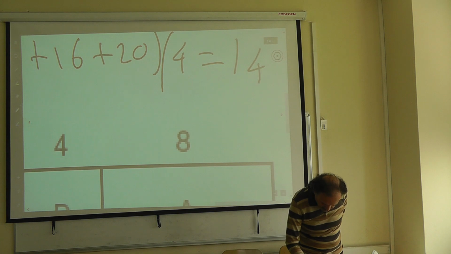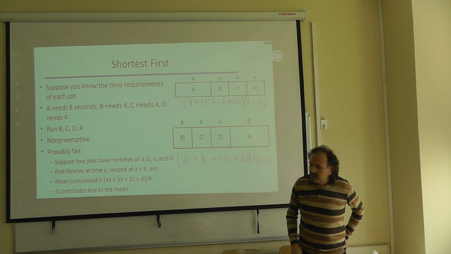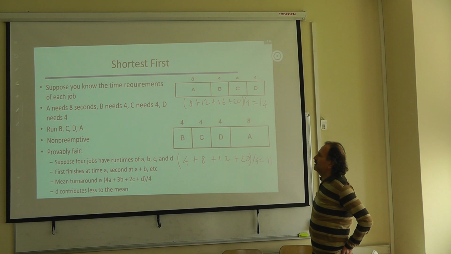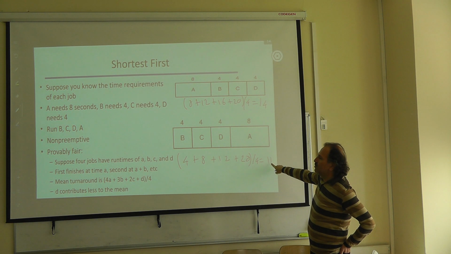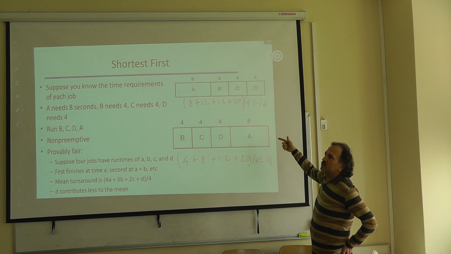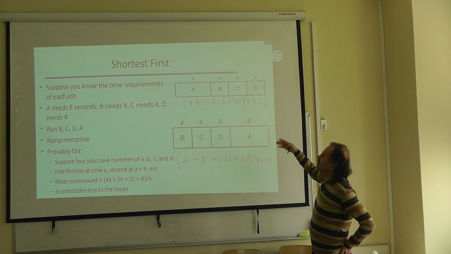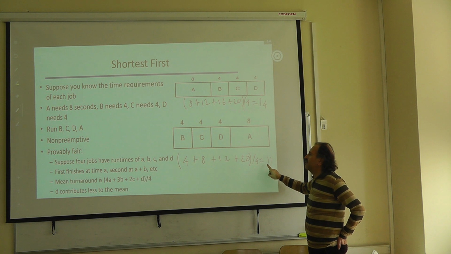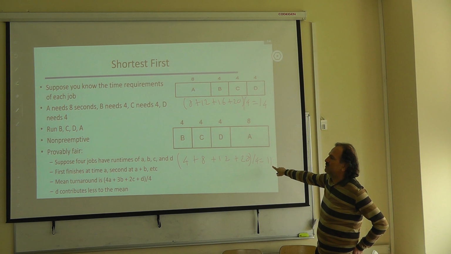One and 4. This is 14 and this is 11. So as you see, when you change the order of the jobs, my turnaround time changes. Throughput is the same. It is 4 tasks for 20 seconds. So that's my throughput. But the average turnaround time is 11 seconds for this one.